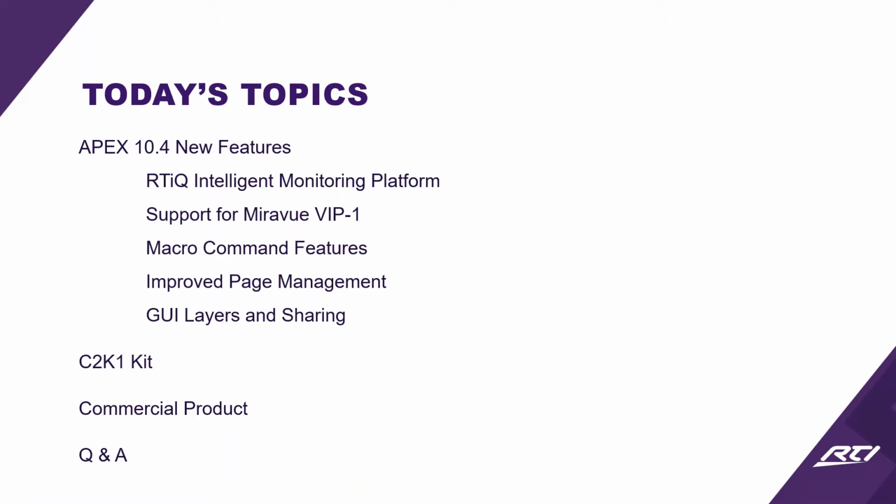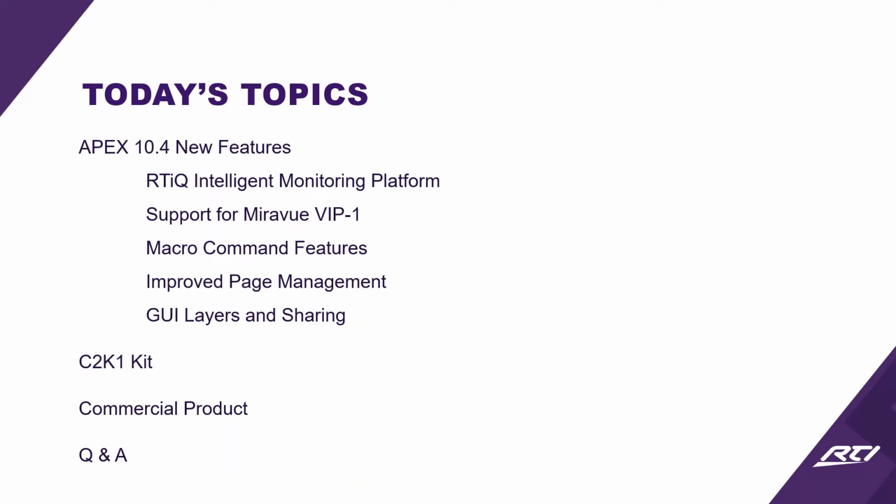So we're going to cover the RTIQ. That's our new monitoring platform that allows us to see system files. We can see if they're up, if they're down, or if something fails. We can see that happen live. You can get notifications, and I'll expound on that. We have support for the MirrorView. That's our new video over IP distribution solution. That is not shipping yet, but it has now been added to 10.4, so you can see we're on the cusp of release of that. And I'll show you how to add that into a system file.